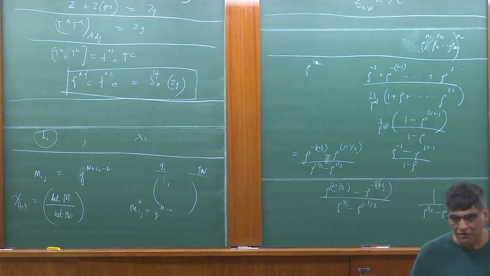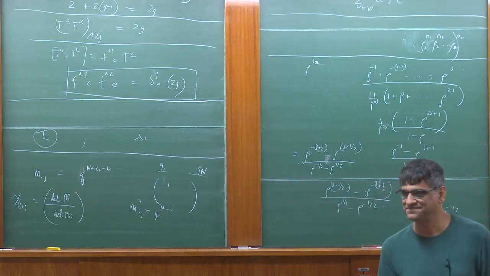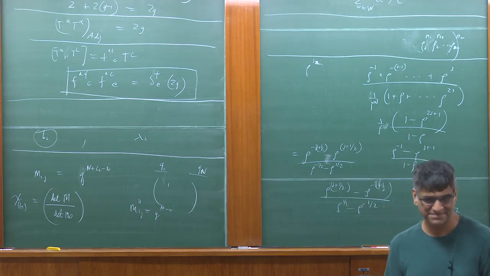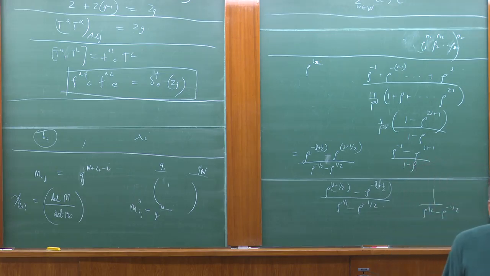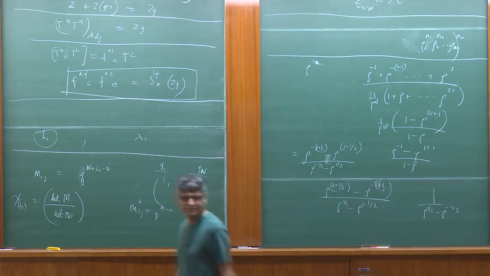Is the claim clear? Yes, the claim is clear. What will this M naught represent, in terms of the determinant of M naught? Let's work it out for SU2, then we'll see what's going on.